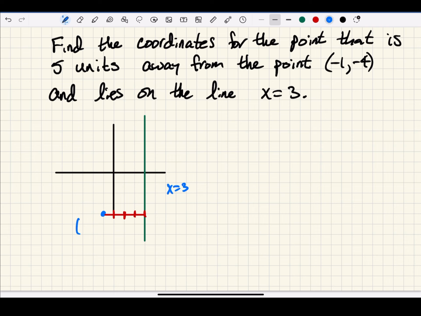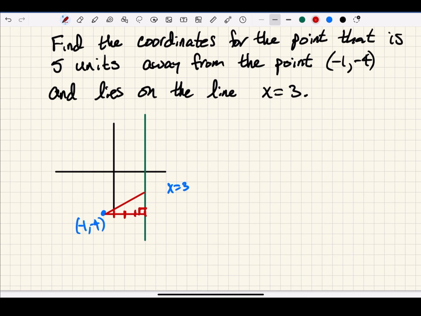And the coordinates for the point that we're starting from would be -1, -4. One way that we could solve this problem would be to use this horizontal line that we've drawn and then draw another line and realize that we have drawn a right triangle. And then we could use the Pythagorean theorem.